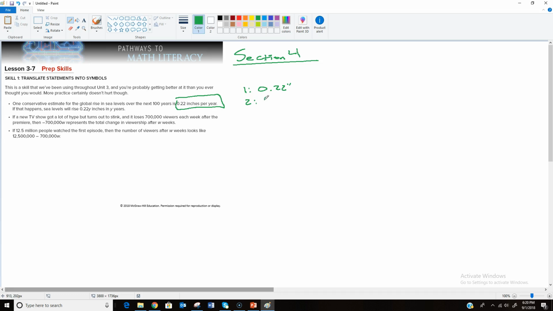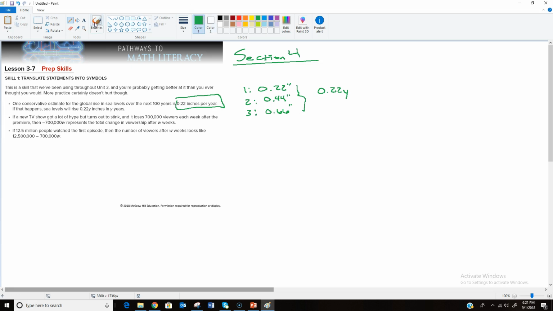After 2 years it would gain 0.44 inches. After 3 years it would gain 0.66 inches, and so on. So each year it gains an additional 0.22. So 1 times 0.22 gives you 0.22. 2 times 0.22 gives you 0.44. 3 times 0.22 would give you 0.66. So in general, we could just say that this is 0.22 times however many years you have had to gain.